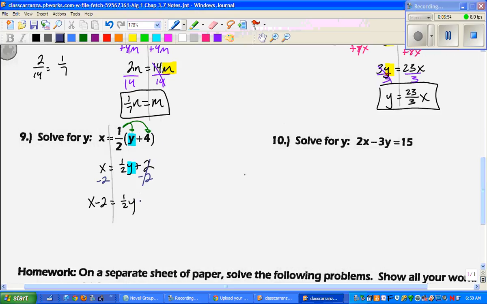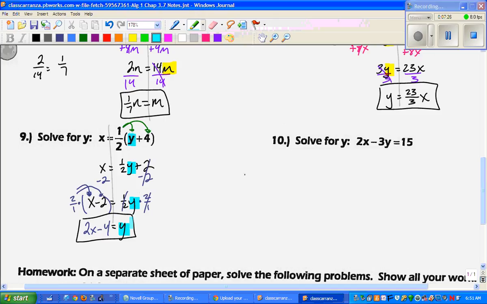And now, to get rid of a fraction, you need to multiply by the reciprocal, so they cancel. And we got to do that over here too. Now, here's the thing we got to watch out for. We have to multiply everything by the 2, not just the x. So you get 2x minus 4 equals y. And we're happy because the y's all by itself.